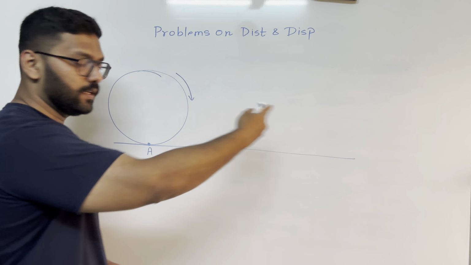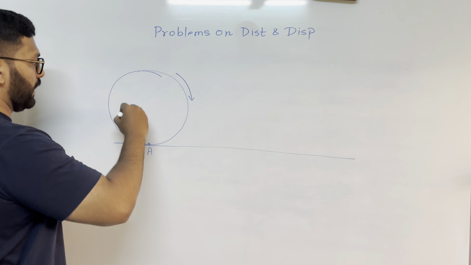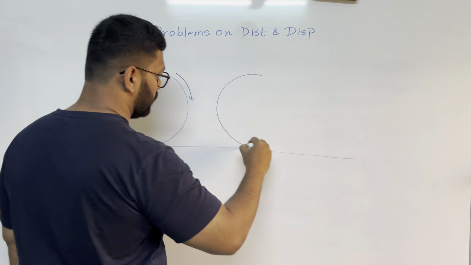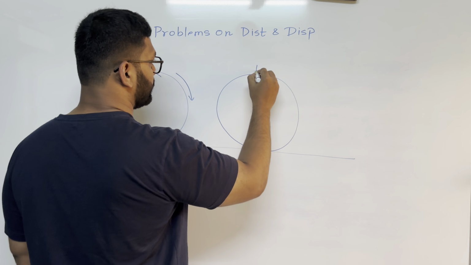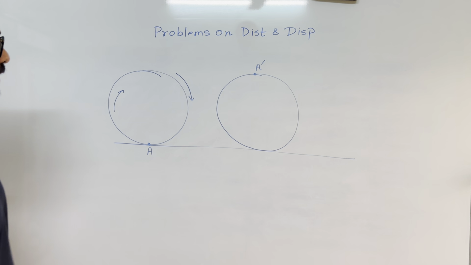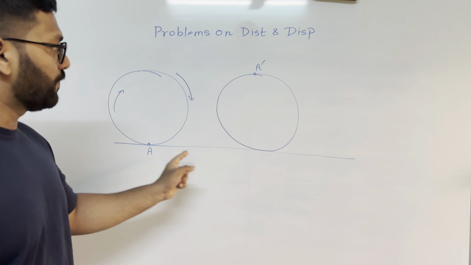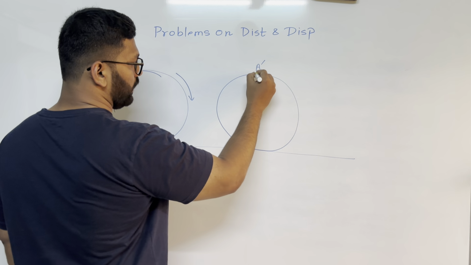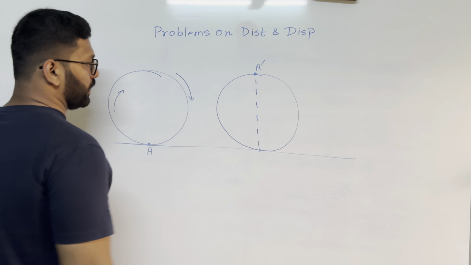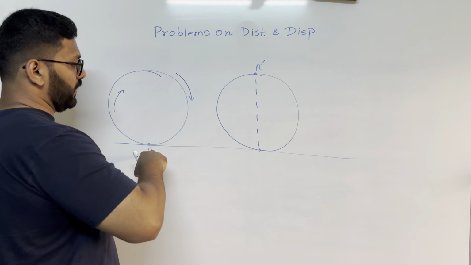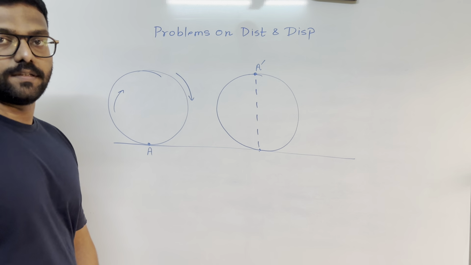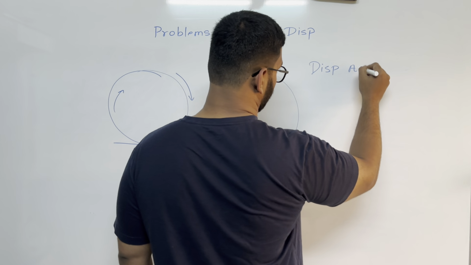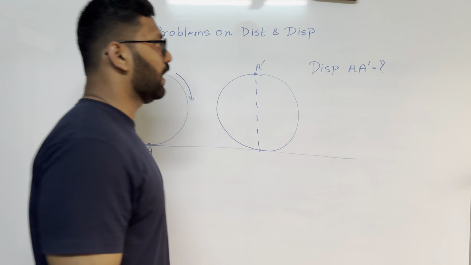Wheel is rolling forward like this, and after a certain time, after rolling, this point A comes on the top, the topmost point. Let's call this A dash point. So this point itself is this one after some rotation, right? Now what we have to find out is what is the displacement from A to A dash. What is that displacement of that particular point? How will you do that?